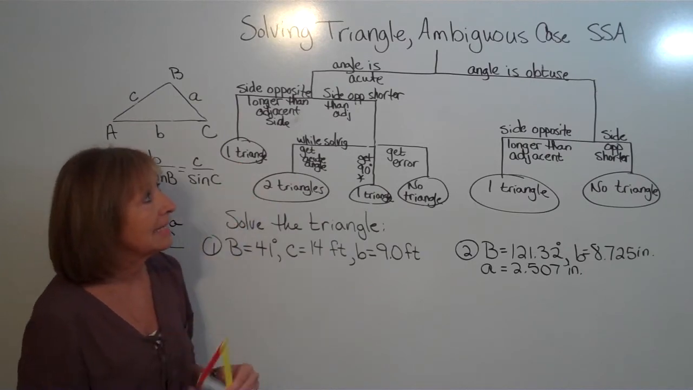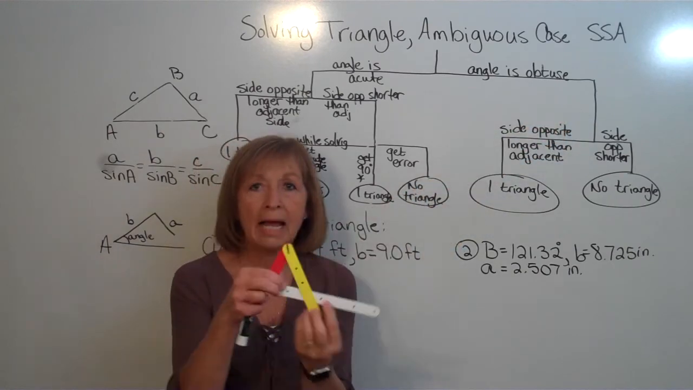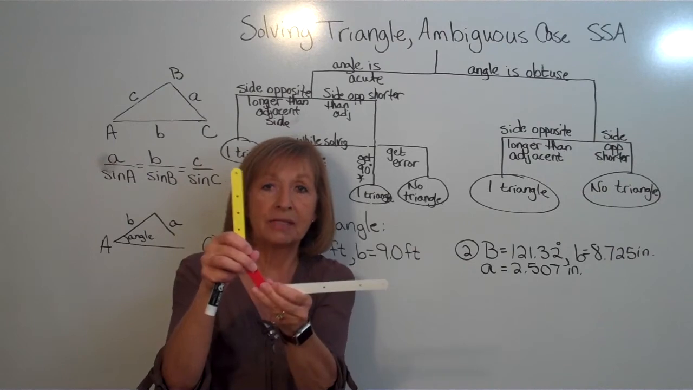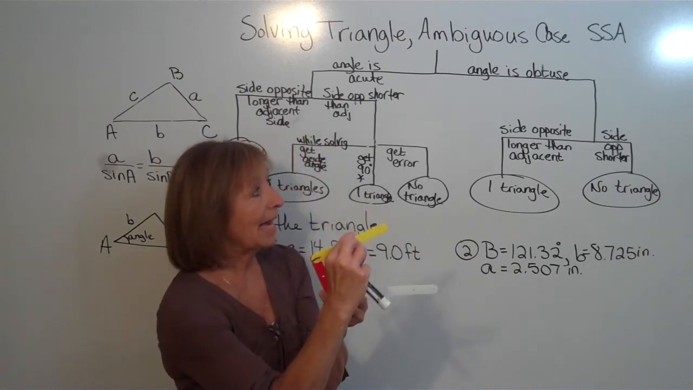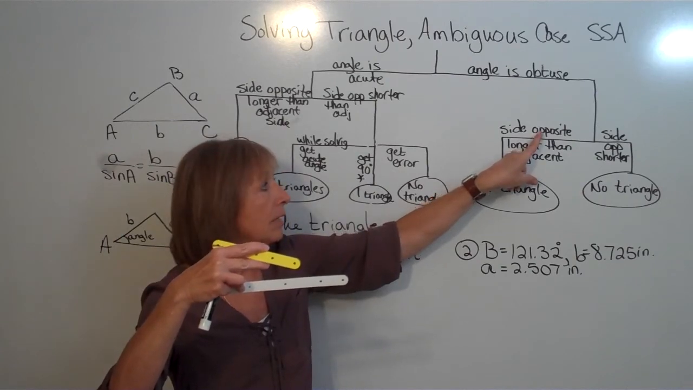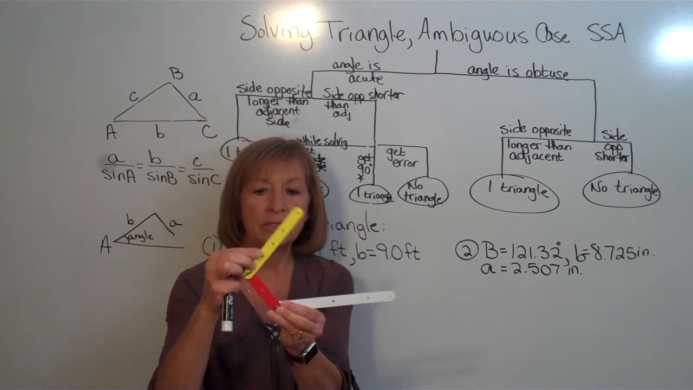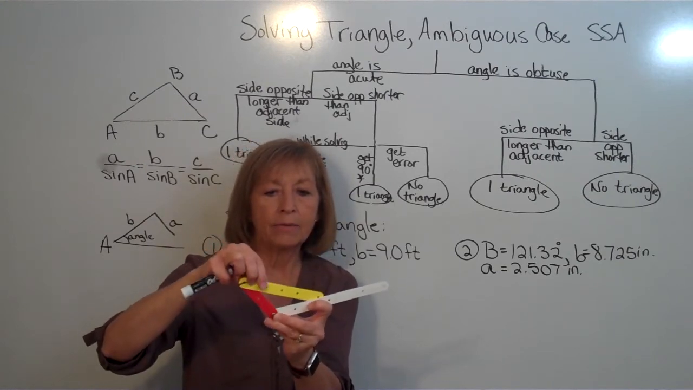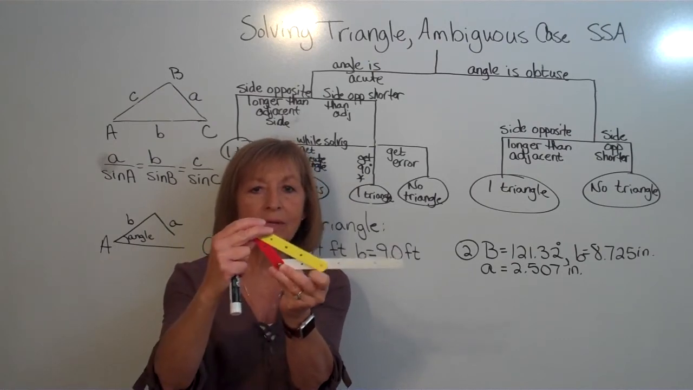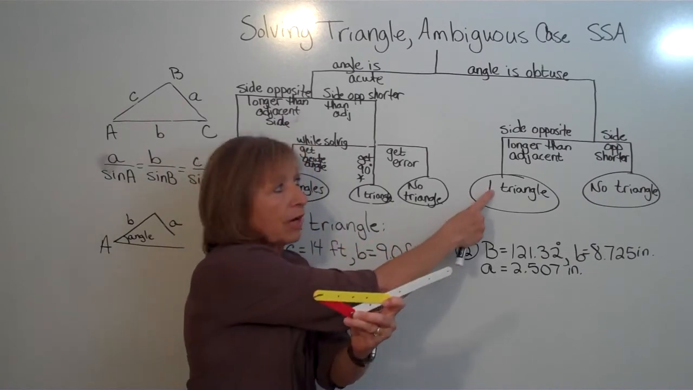Okay, the next case is, what if your angle is obtuse? So now I'm going to hold my red so that I make an obtuse angle in here, and the side opposite, my yellow side with how I have this set now, is longer than the adjacent side. So obtuse angle, yellow is longer than red. When I put it down, I'm just going to get one triangle, because again, you can't swing it to get the other one.